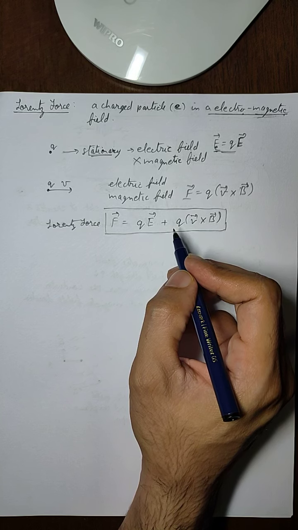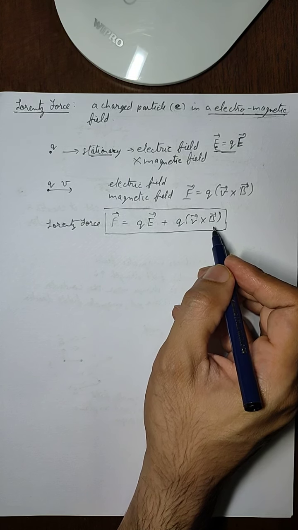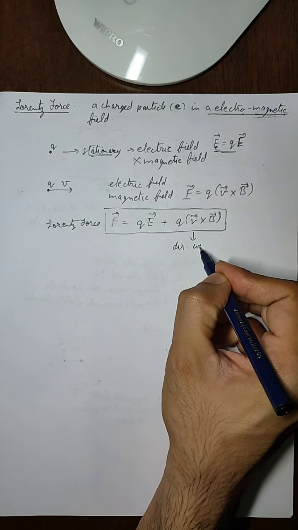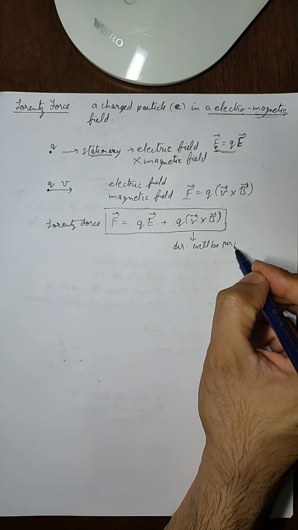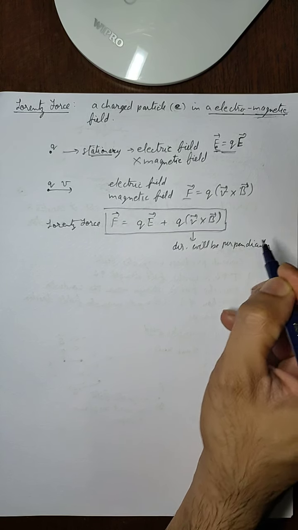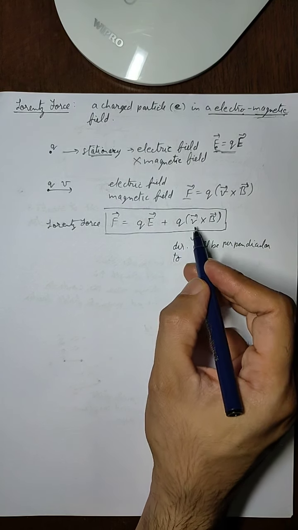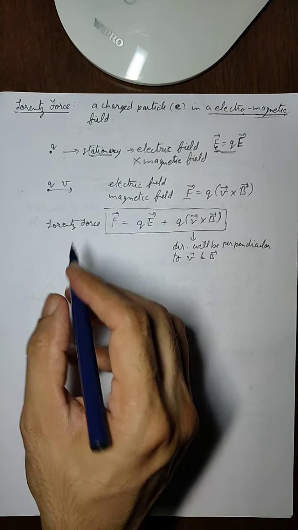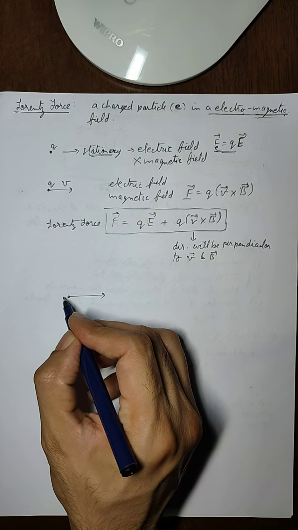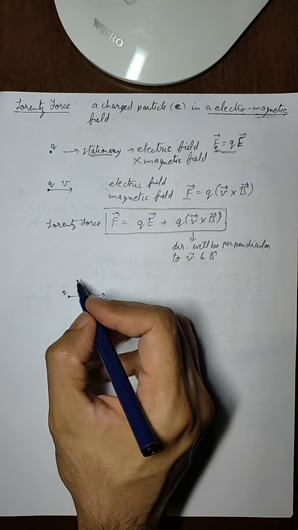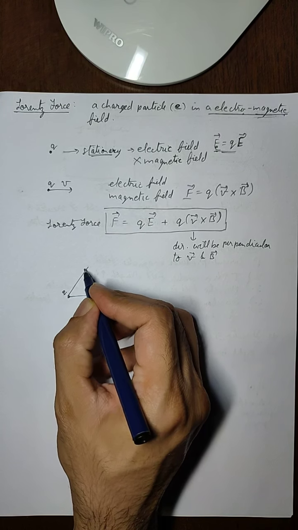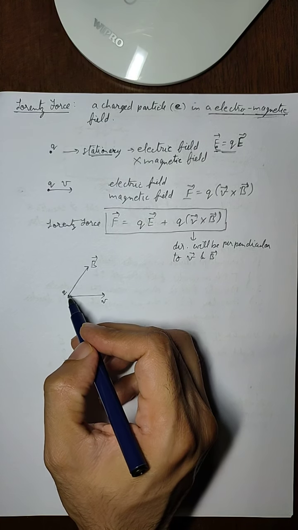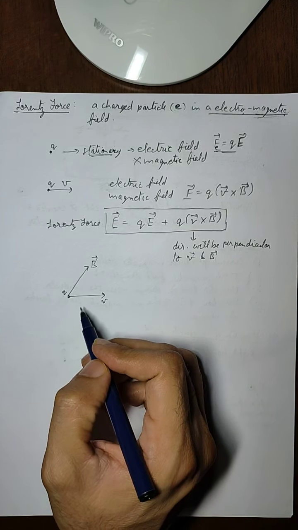Now here, the vector direction V cross B, we know that the direction of this will be perpendicular. It will be perpendicular to the direction of velocity and magnetic field. So let us say that this charged particle is moving in this direction, the velocity is in this direction, and the magnetic field is in this direction, then V cross B will give us the direction of this force that is applied, of the Lorentz force.